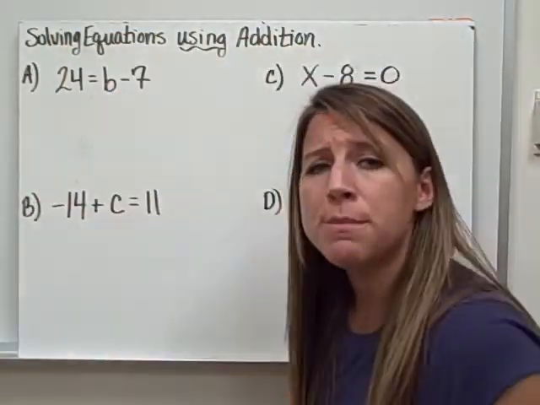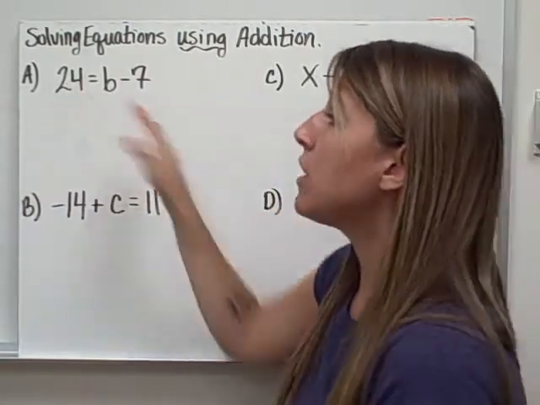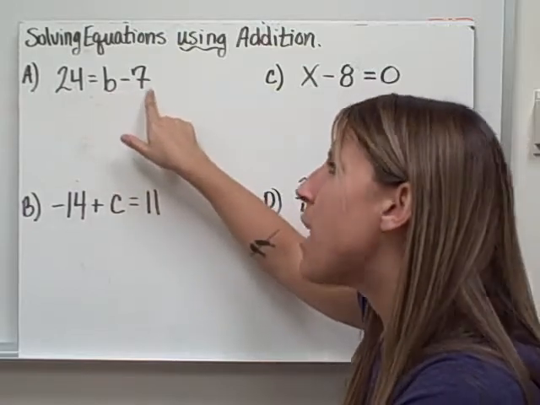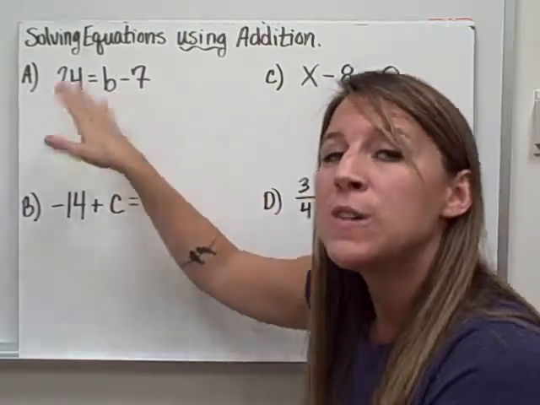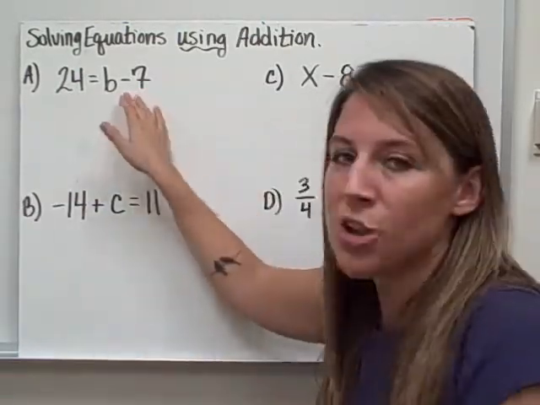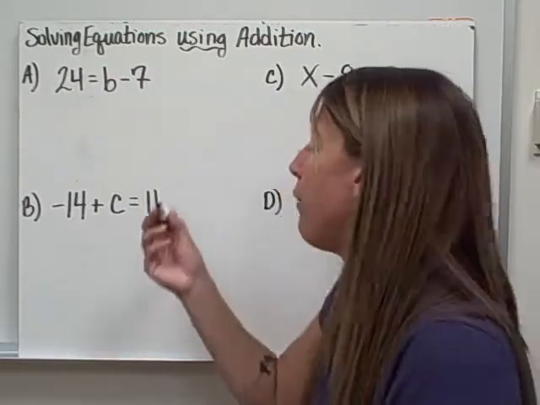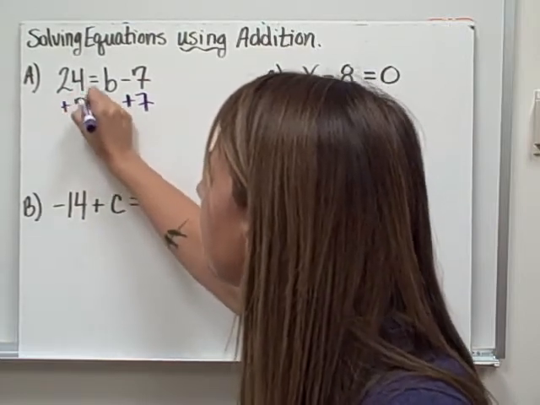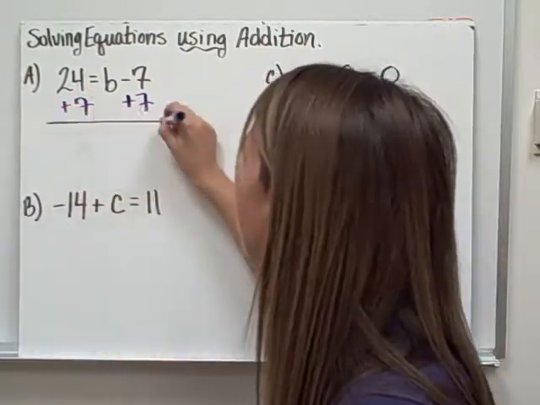So here are some examples of solving equations using addition. If I look at 24 equals b minus 7, I see that I'm subtracting 7 from my variable. I want to get my variable by itself, so I need to isolate it. And the opposite of subtraction is addition. So I know I can get b by itself by adding 7 to both sides. Remember, what you do to one side, you must do to the other.